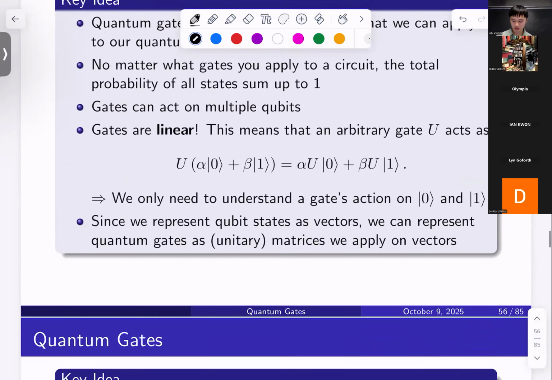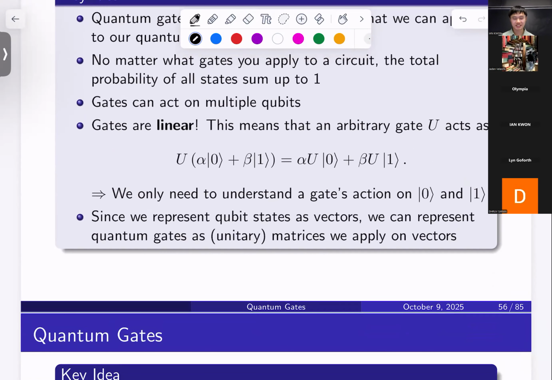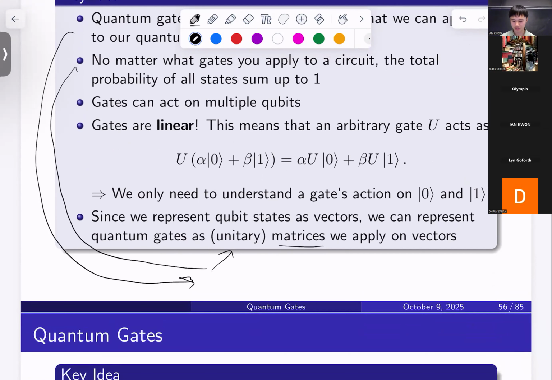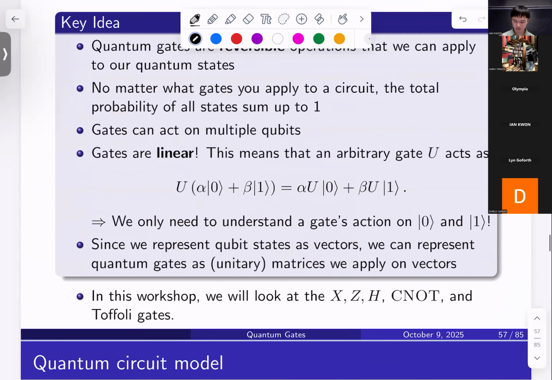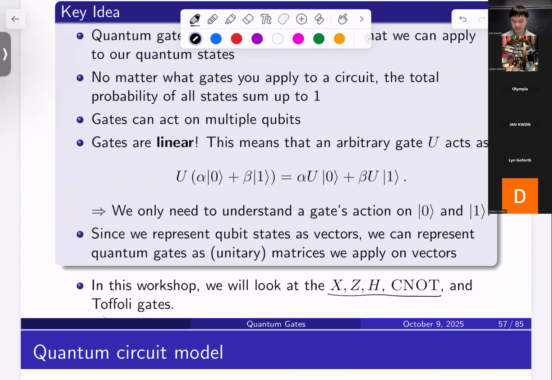Okay. So again, since our states are vectors, and gates act on vectors, they're matrices, so these gates will be represented as matrices. This unitary is a consequence of the fact from earlier that they have to be reversible and they have to preserve probability. It's just a definition from math or physics that we don't need to worry about, but if you hear a unitary matrix, that's a matrix that can act on our states. And so these are the gates we're going to look at here: X, Z, H, C naught, and Toffoli. So we'll talk about what that is right now.